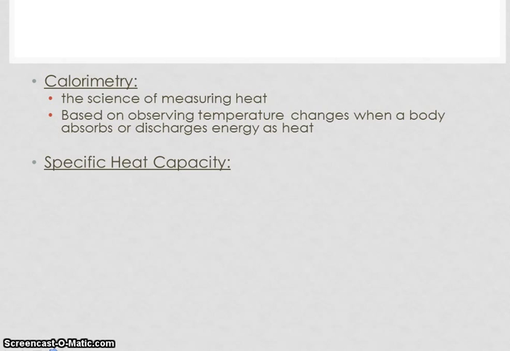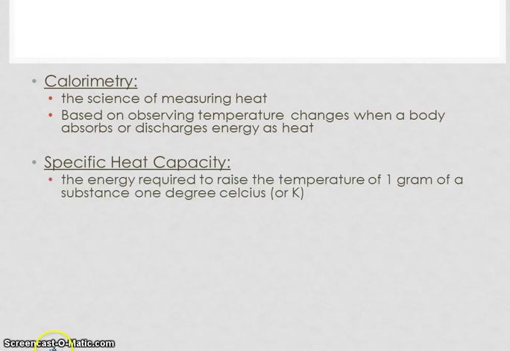Specific heat capacity is the energy required to raise the temperature of 1 gram of a substance 1 degree Celsius. Or it could be 1 Kelvin, since a change in Celsius is equal to a change in Kelvin. And when we look at the units for specific heat capacity, we look at joules per gram degree Celsius or joules per gram Kelvin.